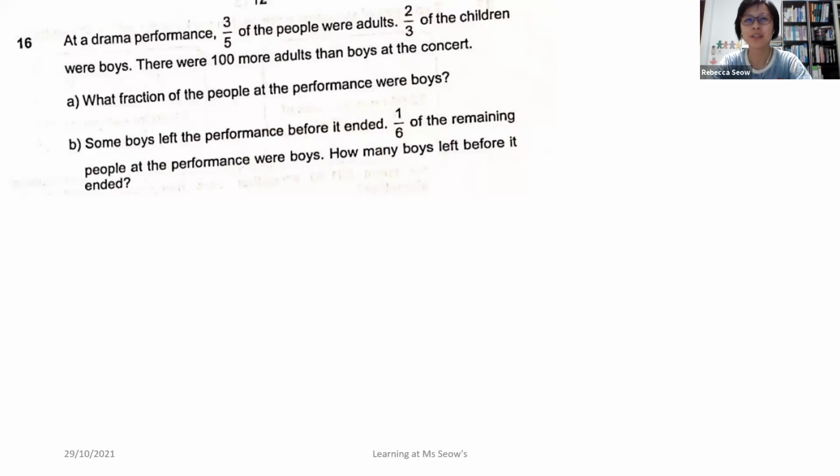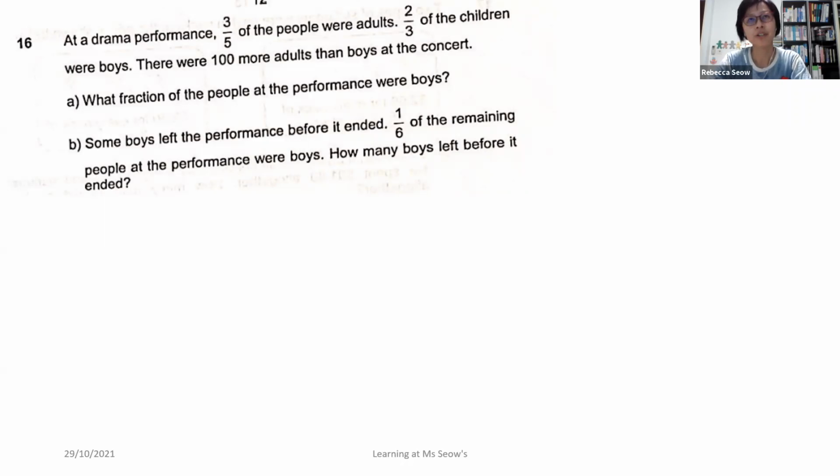Today I will be doing a particular question for primary 5 that covers fractions. Let's read the question together. It says, at a drama performance, 3/5 of the people were adults. 2/3 of the children were boys. There were 100 more adults than boys at the concert.